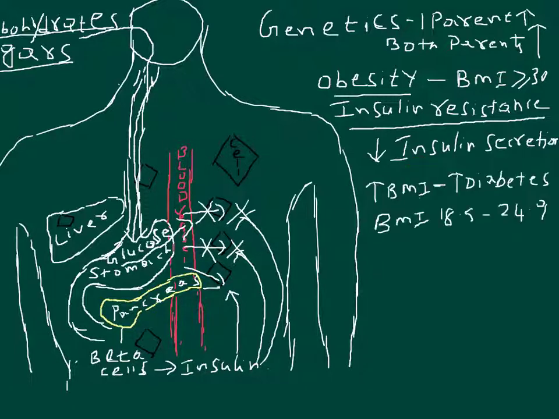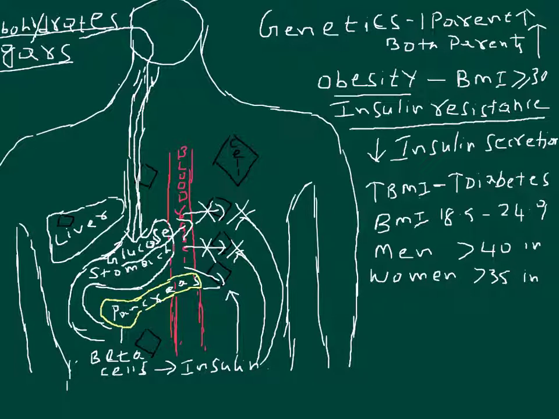So, the higher the BMI, the higher the risk of diabetes. Normal BMI is between 18.5 to 24.9, so it's better to keep the BMI as normal as possible to decrease the risk of diabetes. Studies have shown that waist circumference is also associated with diabetes.